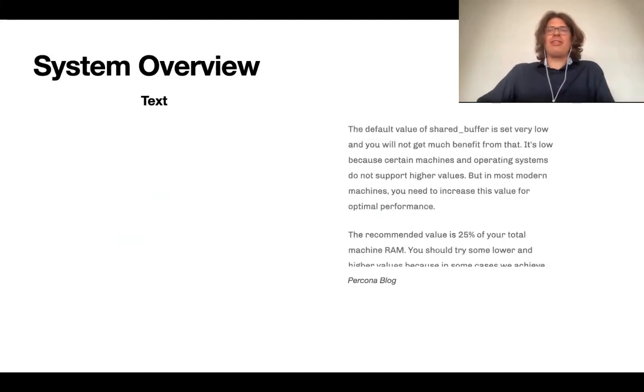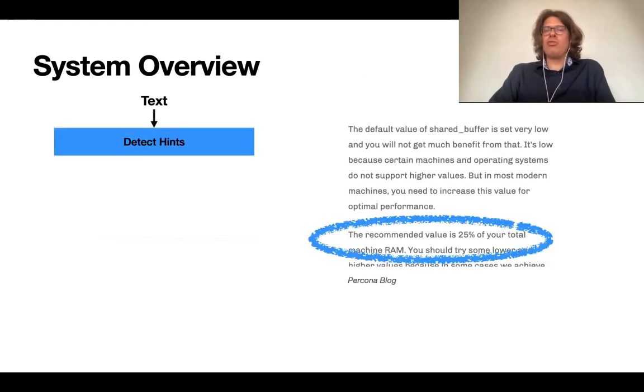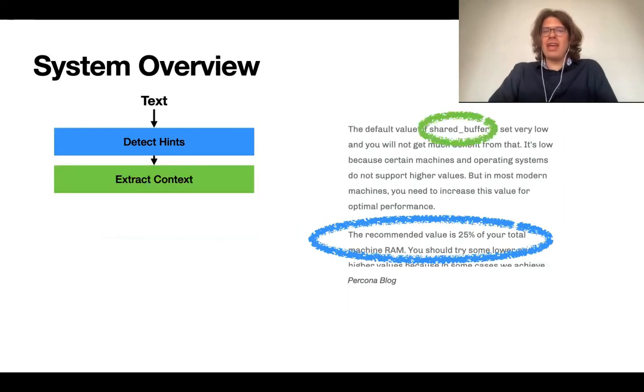I built a simple prototype of a system which extracts those tuning hints automatically. So if we have a text document like the one that you see here on the right-hand side, you would start by trying to detect snippets within it that contain concrete tuning recommendations, like the one over here. Now, this tuning hint is incomplete. It recommends a value, but it doesn't actually mention the parameter it refers to. So we might have to extract relevant context, which in this case is the name of the parameter, which appears a couple of sentences before.